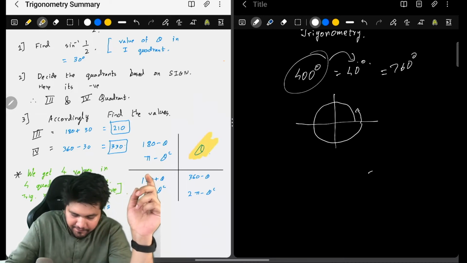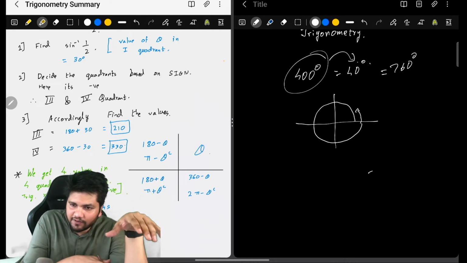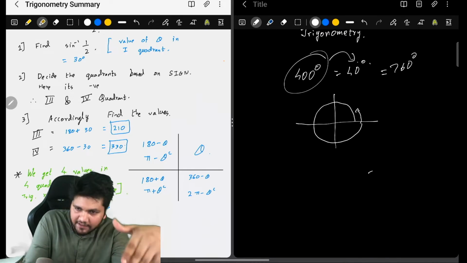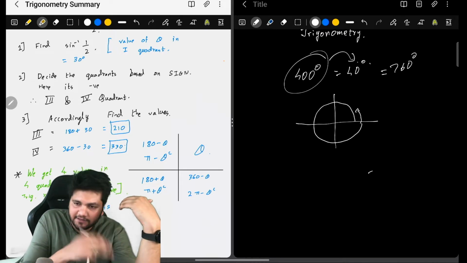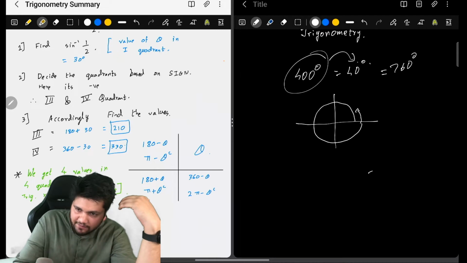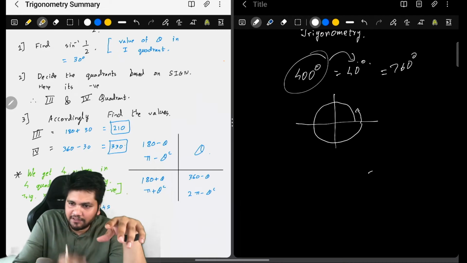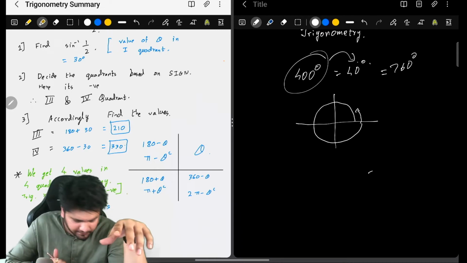That will be theta. Now if the value we are getting is in the second quadrant, then it's going to be 180 minus theta, or pi minus theta if the angle is in radians. In the third quadrant, it's going to be 180 plus theta or pi plus theta. And in the fourth quadrant, it's always going to be 360 minus theta or 2 pi minus theta.